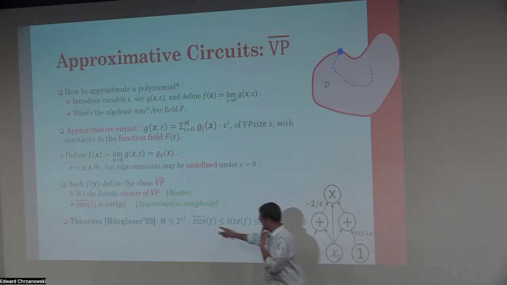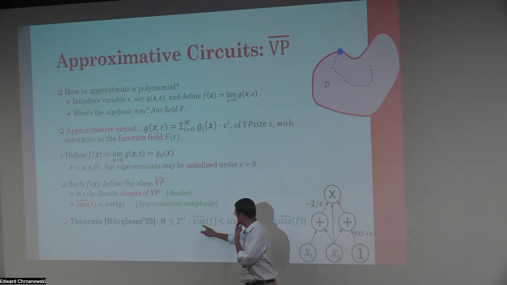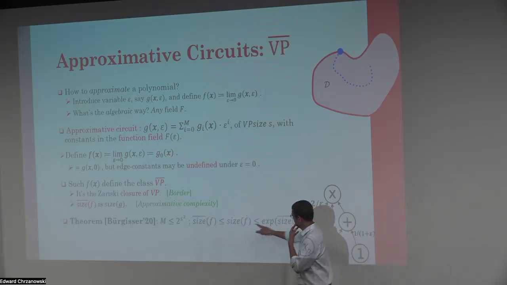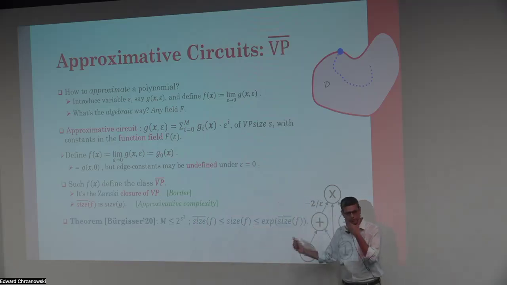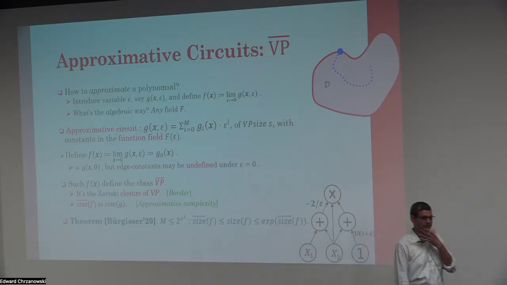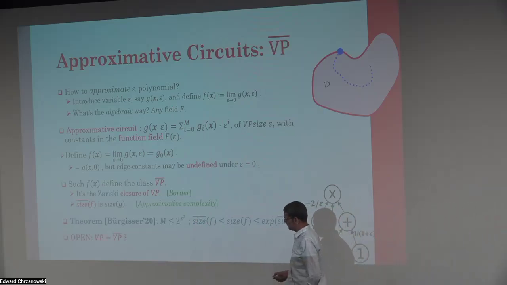So s is, in our case, this. That's s. So in 2 raised to s square, you will anyways get an exact circuit, right? So you have upper and lower bounds, but there is the exponential gap. And that is the best we know. So the open question is whether you can do better, whether VP is equal to VP bar. Anything that can be approximated can also be computed exactly.